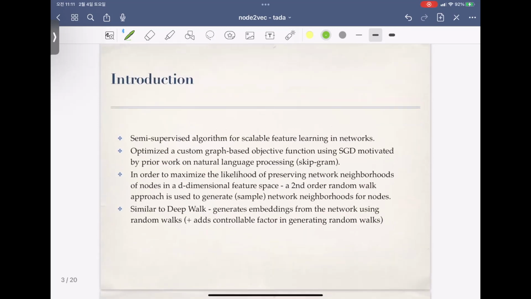And it's a semi-supervised algorithm in a way, as it can train with 10% of the data and actually predict the rest of the network. And it uses stochastic gradient descent and a model from skipgram. So instead of words, it uses the connectivity patterns in the network. And it uses a second order random walk approach to generate the samples. This part is similar to DeepWalk in how it generates embeddings from the random walks. However, in Node2vec, it adds a controllable vector in generating random walks.